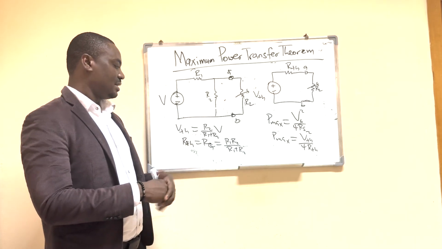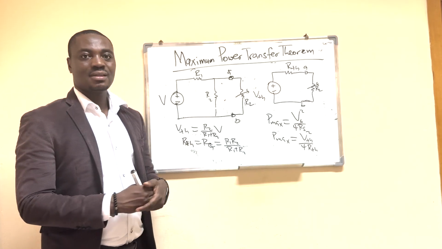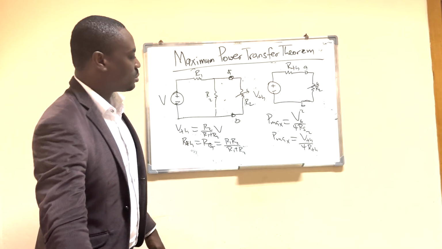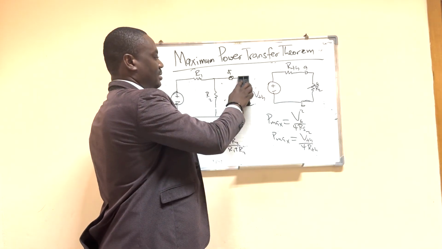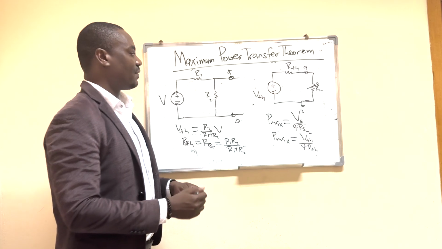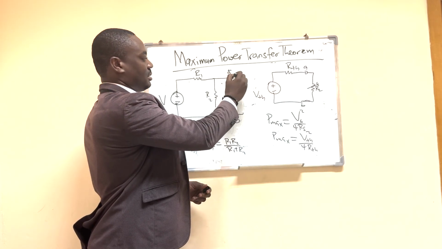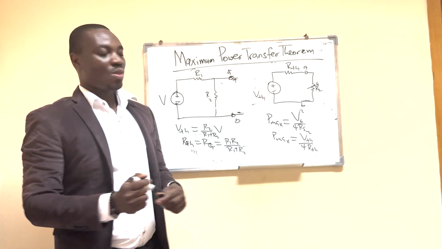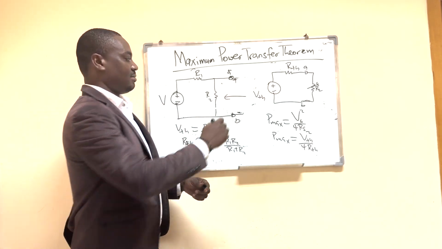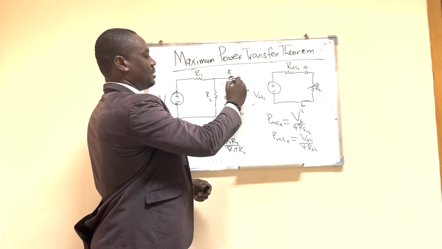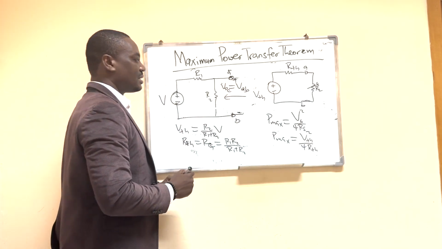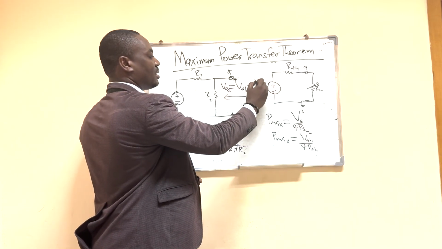And when it comes to Vth, it is the open circuit voltage. What that means is that if we were to remove the load resistor from this circuit diagram, you can see I now have this open terminal, plus and minus here. And the voltage across terminal VA, we call it the open circuit voltage. And that is also our Vth.